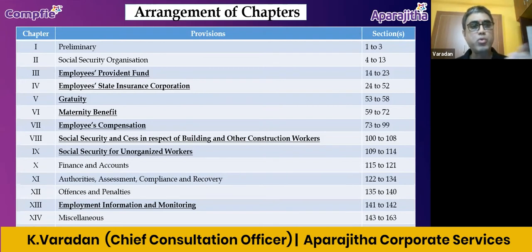Other chapters, chapter 1, 2, and 10, 11, 12, and 14, are all common for all the chapters. These are the specific chapters: chapter 3 will deal with PF, 4 will deal with ESI, 5 for gratuity. So that is how it is arranged. And of course, we have 6 schedules also.